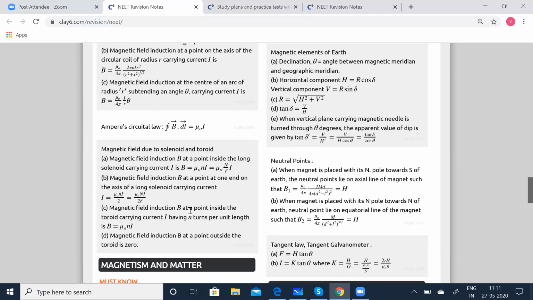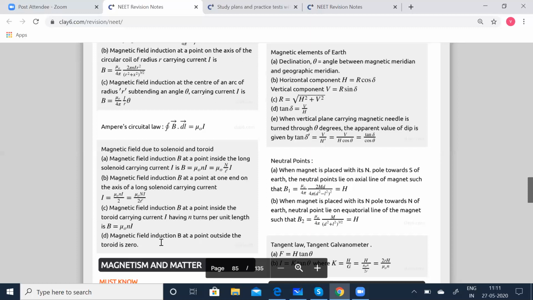Magnetic field induction B at a point inside the solenoid, that was for the solenoid. Now we are going to see a toroid. A toroid is nothing but a circular solenoid, that's it. Magnetic field induction B at a point inside the toroid carrying current I having n turns per unit length is given by B is equal to mu 0 n I. Magnetic field B at a point outside the toroid is 0.